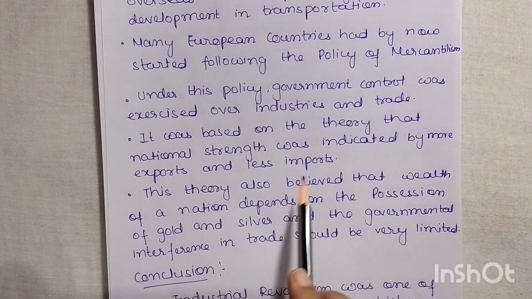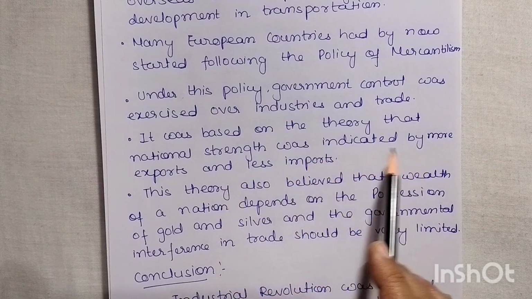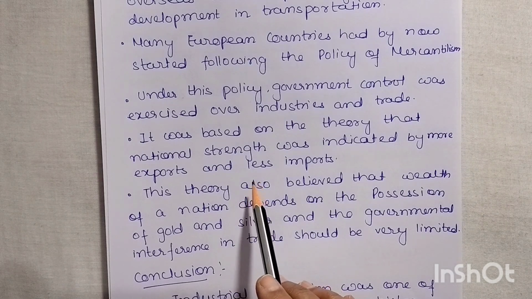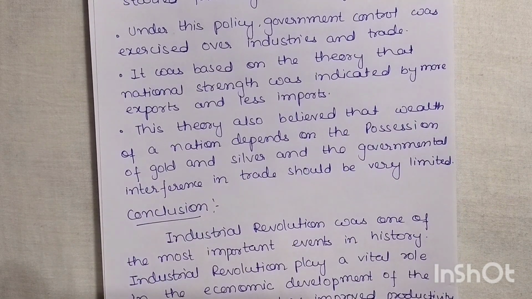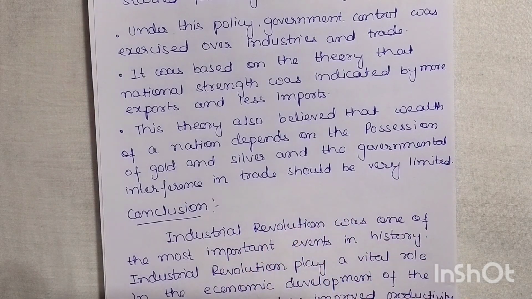At that time, England was of the view that national strength would be indicated by more exports. If they sell more to other countries, then it is a very good thing for them, and less imports. This theory also believed that the wealth of a nation depends on the possession of gold and silver, and that governmental interference in trade should be very limited. They believed that gathering gold and silver, a lot of wealth, would dignify a nation, and the nation would ultimately become strong by gathering a lot of wealth.